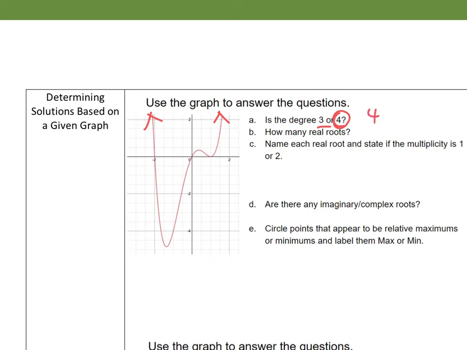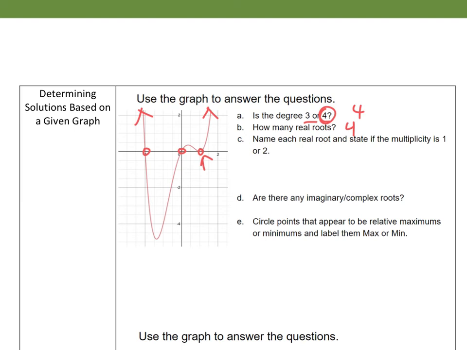Okay. But then we want to know how many real roots, okay? And this one, I would take 3 or 4, because technically 1, 2, 3, right? And you could argue with me and say that, okay, yeah, that has a multiplicity of 2, but technically it's the same number, okay? But technically it's also 2 roots. So I would put 4. If you put 3, I wouldn't count it wrong, but just know that one of them does have a multiplicity with it, okay? Then it says name each real root and state if the multiplicity is 1 or 2.